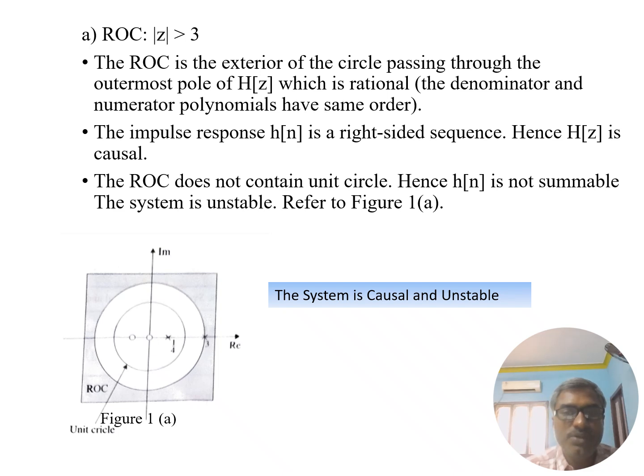And when we look into the poles of the system, not all the poles lie inside the unit circle, so the system is said to be unstable. So for the given first condition, the system becomes causal and unstable.